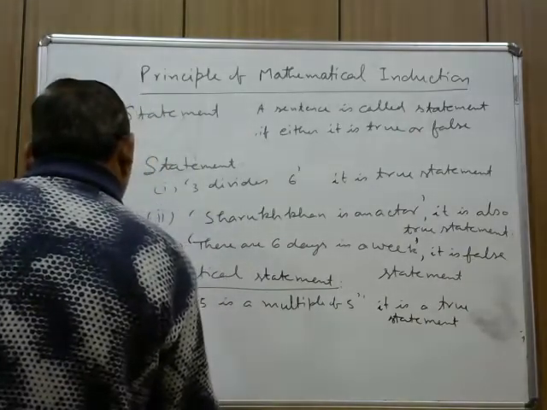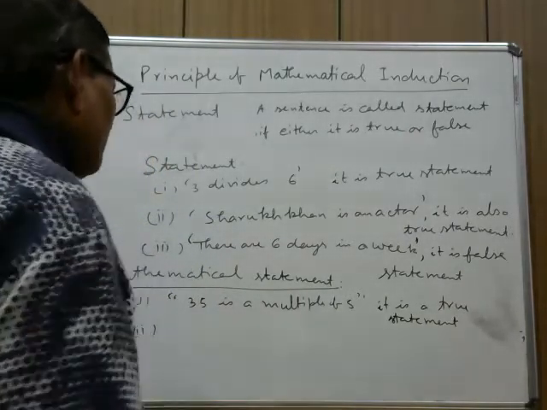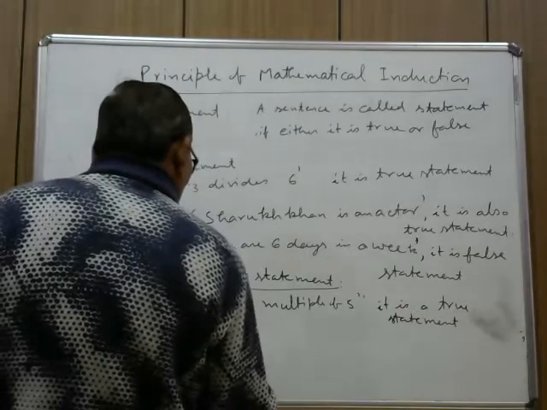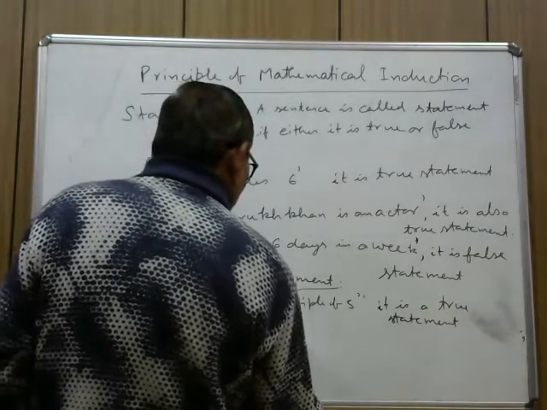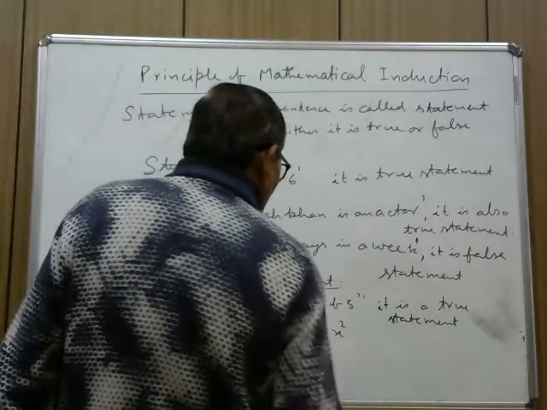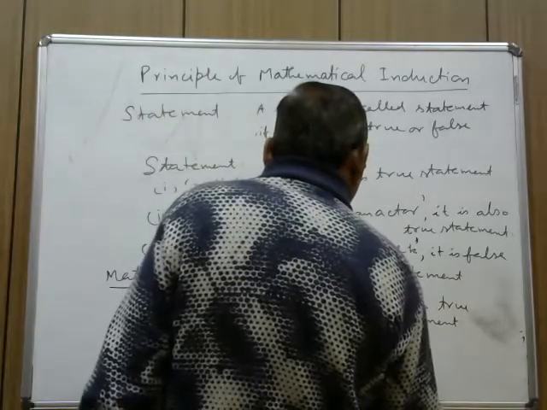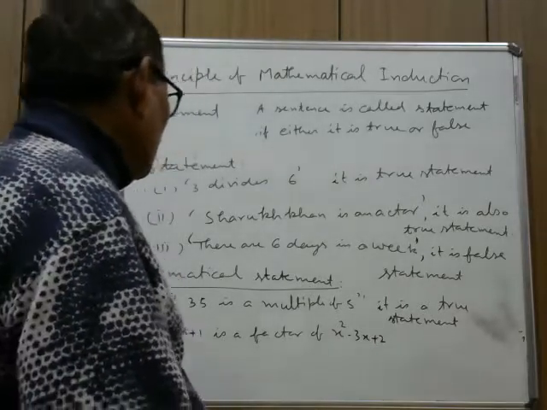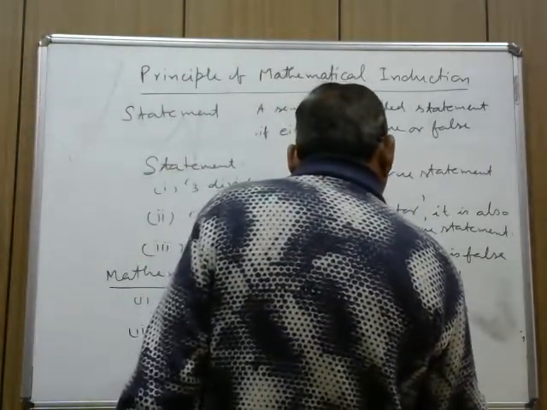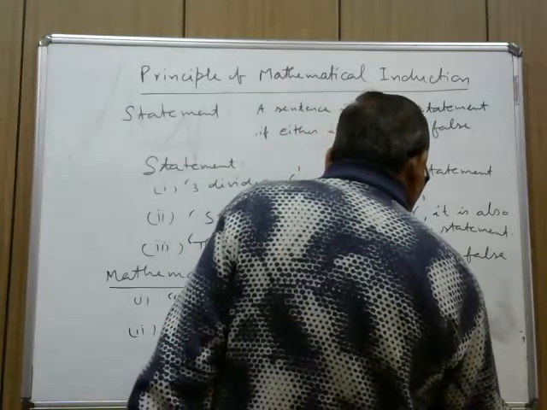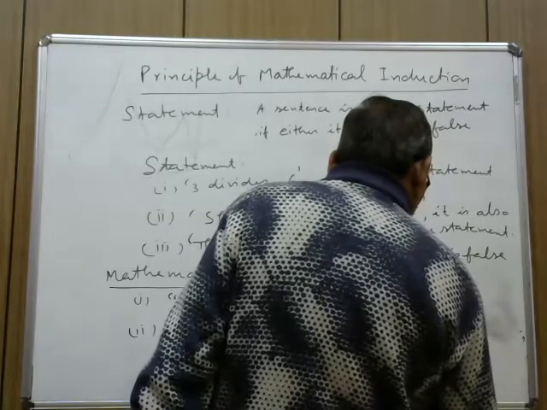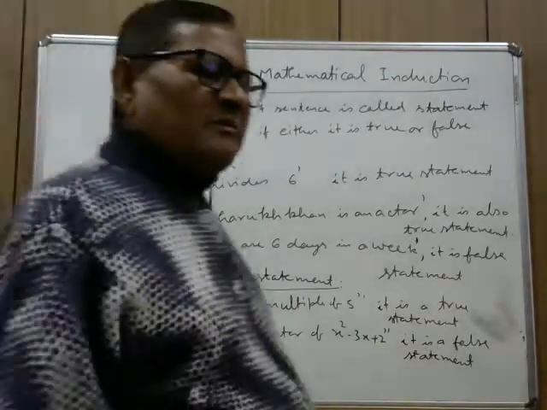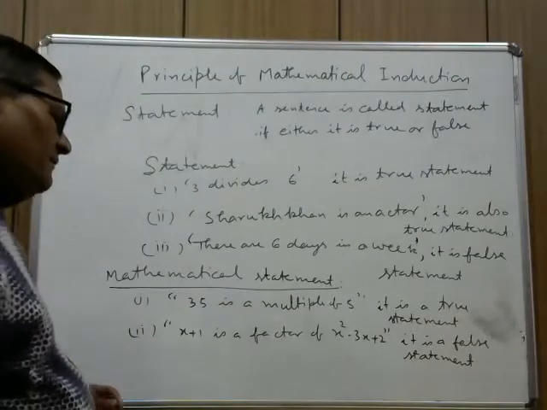Now second, x plus 1 is a factor of x square minus 3x plus 2. X plus 1 is not a factor of x square minus 3x plus 2, but it is given, so it is a false statement. Why this is false statement? Because x plus 1 is not a factor of given quadratic polynomial, and here given, so it is a false statement.